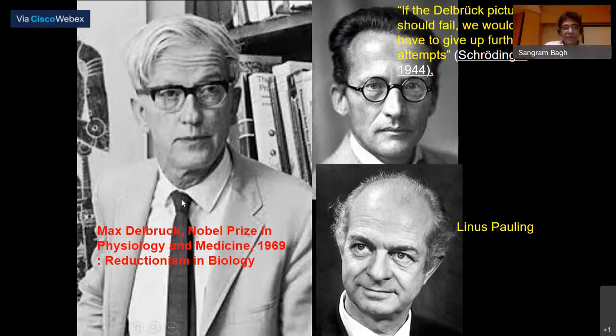On my left-hand side, what you can see is Professor Max Delbruck, who got the Nobel Prize in Physiology and Medicine in 1969, okay? What he discovered is the molecular mechanism of the viral replication process. But what is interesting is that Max Delbruck was not a biologist by training. He was a gifted physicist. He was a student of Niels Bohr.